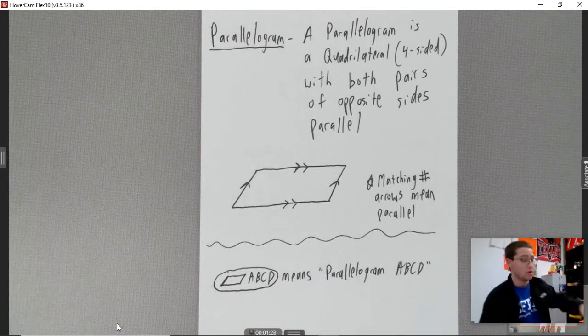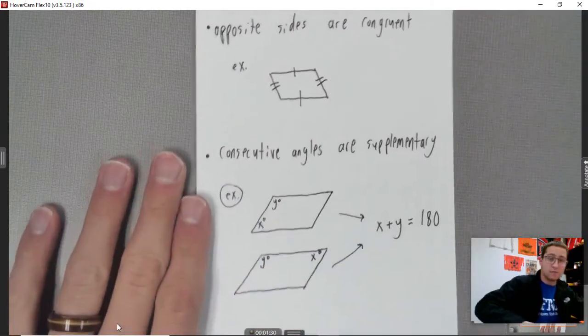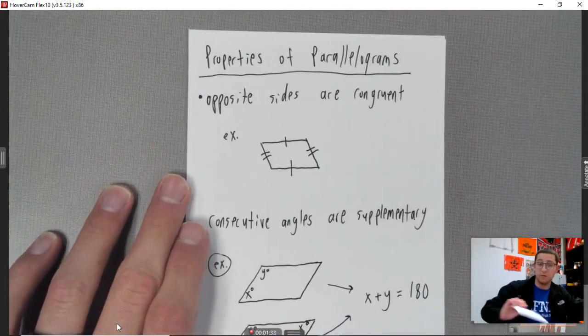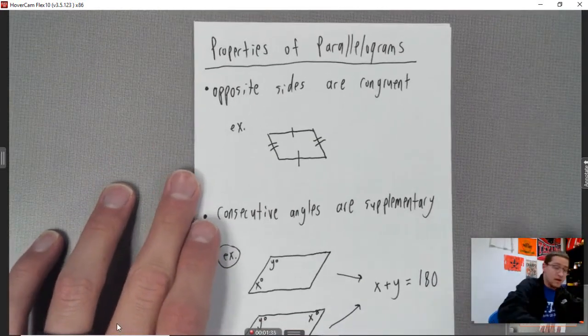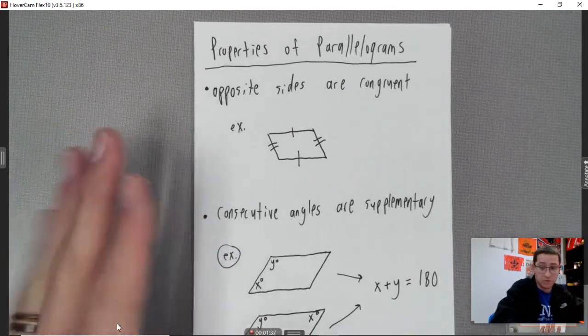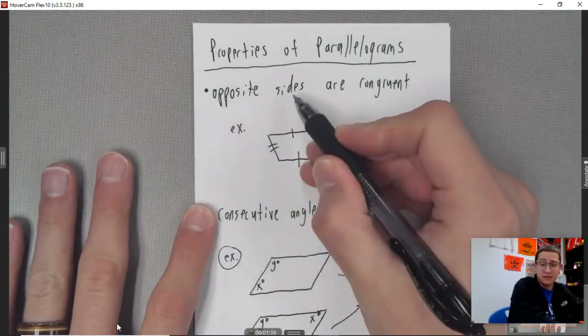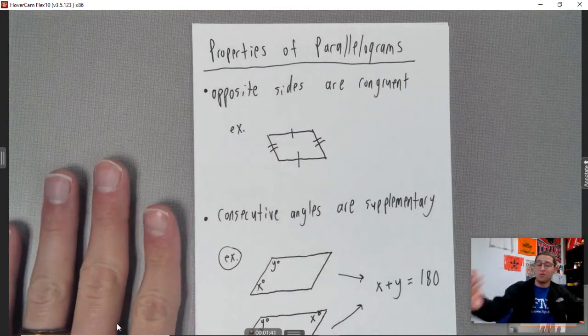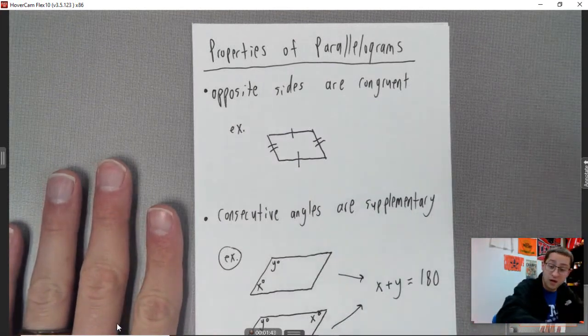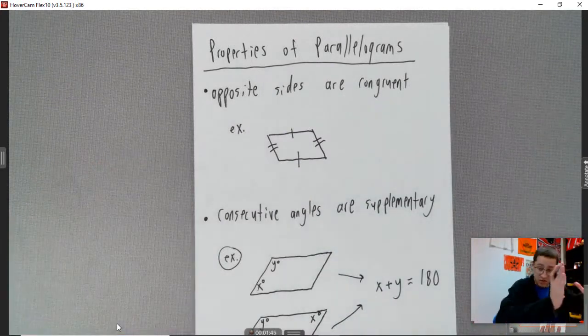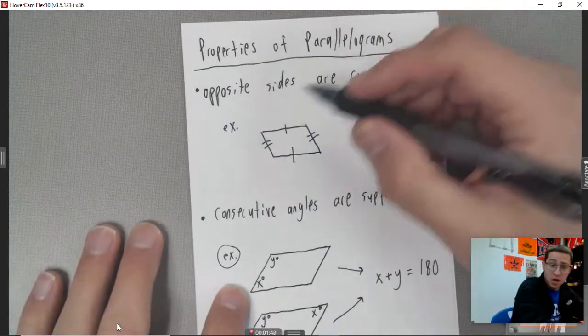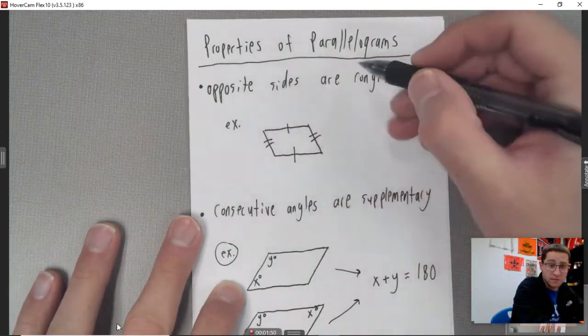Okay, so next little card here. Properties of parallelograms. We're going to go over a few properties of parallelograms and talk about each one. The first property: the opposite sides are congruent. Now, not only do we know that the opposite sides are parallel, never intersecting, with the same slope, but we also know that the opposite sides are congruent.